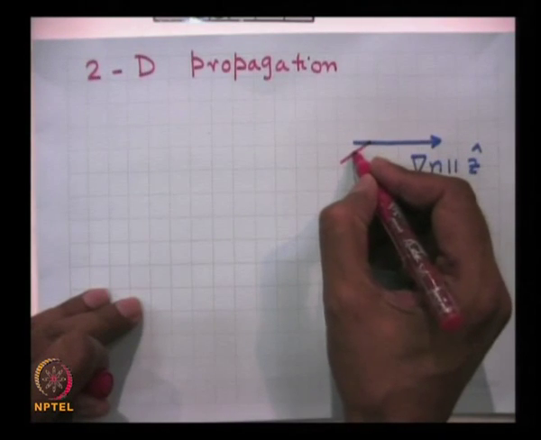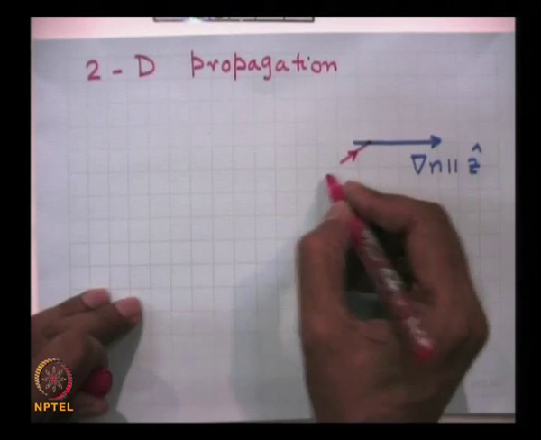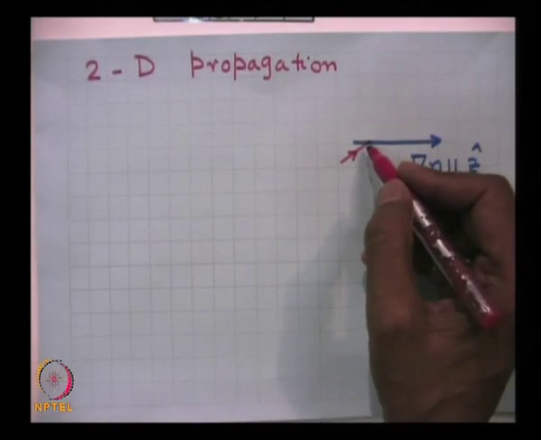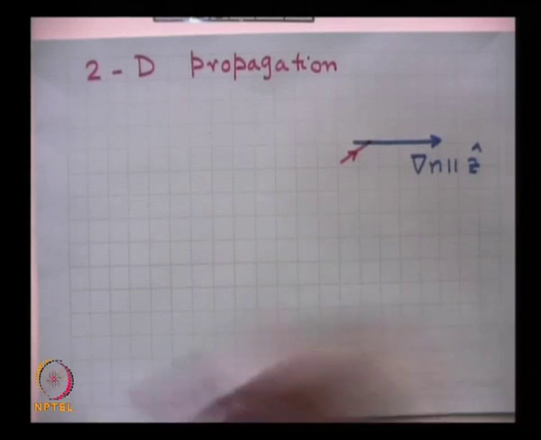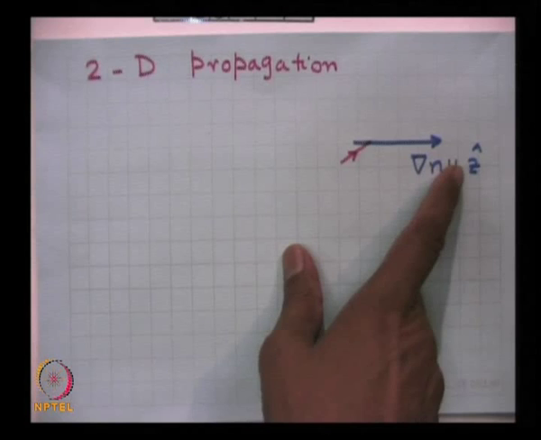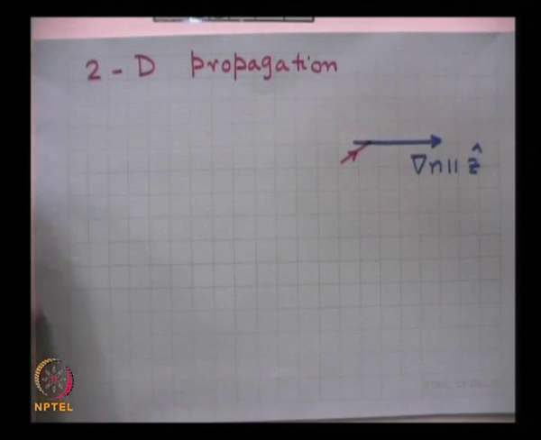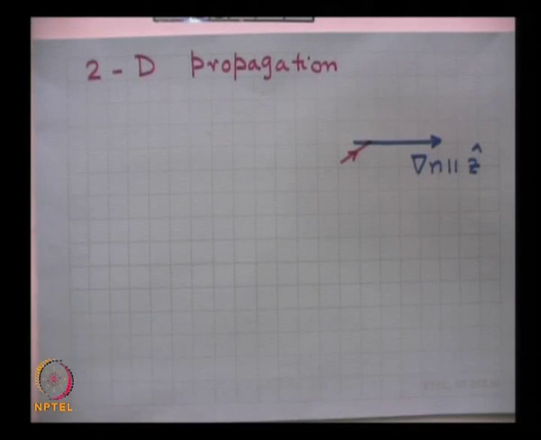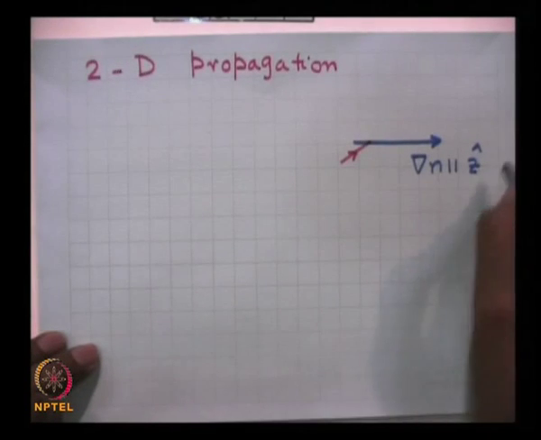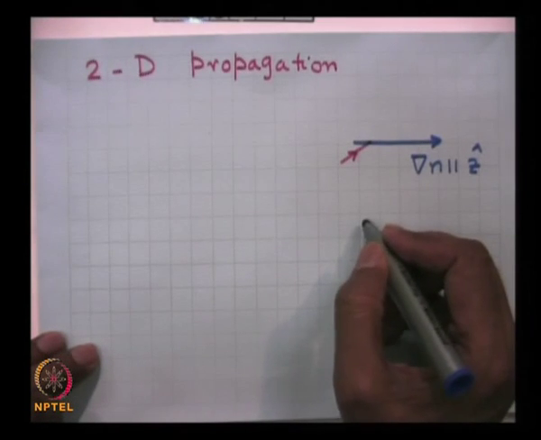I am launching a wave like this. So, I would like to find out, as this wave travels into the medium, how does its field vary with z? Well, let me specify the x axis also.